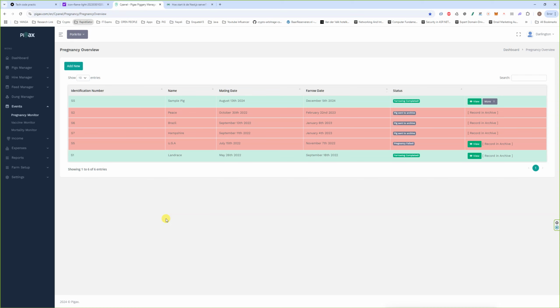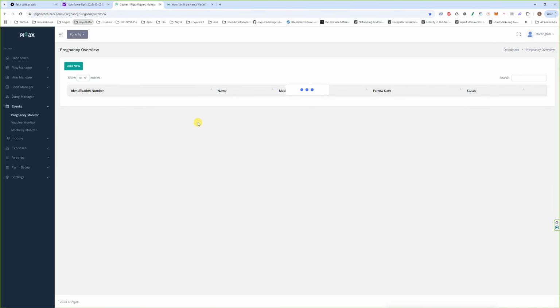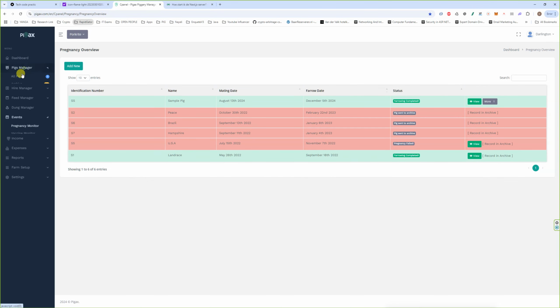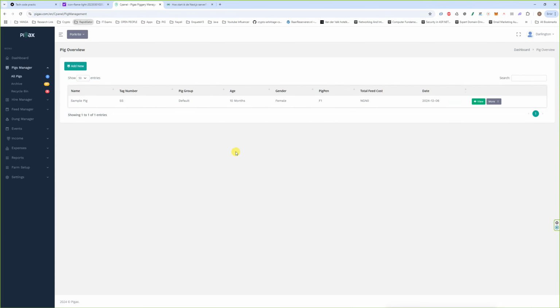So please go to the pig manager. First of all, let's see the pigs that are there. We are going to see all the pigs that we have in this one farm right now. Yeah, all pigs. And maybe you can also explain what a sow is, because that's a farm term.